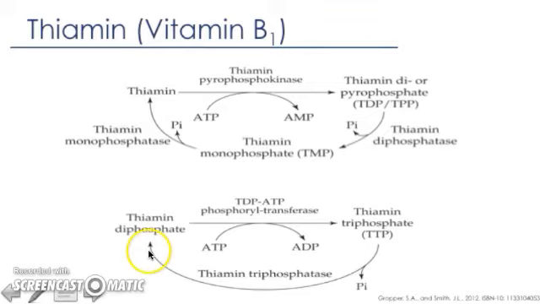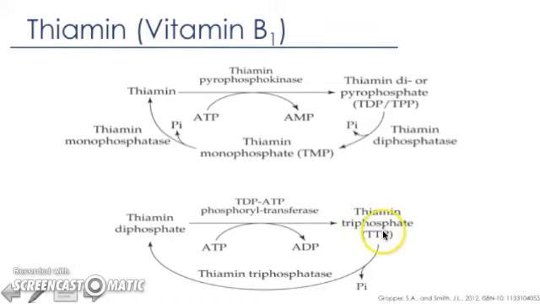We see further phosphorylation of thiamine diphosphate or TDP to TTP, thiamine triphosphate, with this reaction catalyzed by TDP ATP phosphoryltransferase. So again, we see an investment of ATP, donation of one phosphate group to the thiamine diphosphate to form thiamine triphosphate. There will be some unique functions that will require the thiamine to be in the triphosphate form with the 3 phosphate groups attached, and so we'll see that when we talk about the functions related to thiamine.